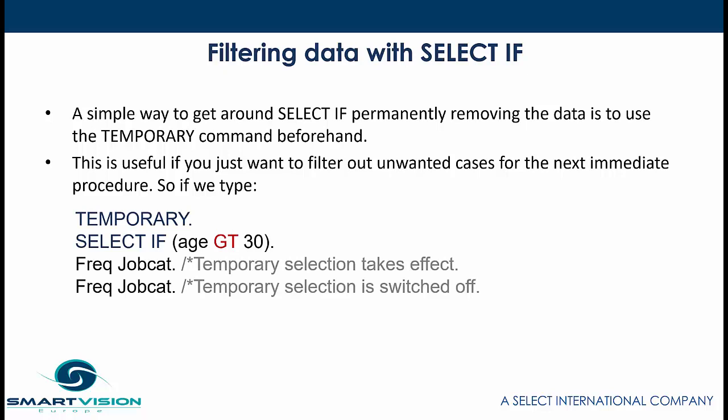So if we type temporary full stop, select if age greater than 30, and then run two frequency tables on the variable jobcat, the first frequency table will be only people aged greater than 30, so the temporary selection takes effect. But for the second one, the selection is now switched off, and it will show all of the people in the data set, irrespective of their age. Let's have a look at that.